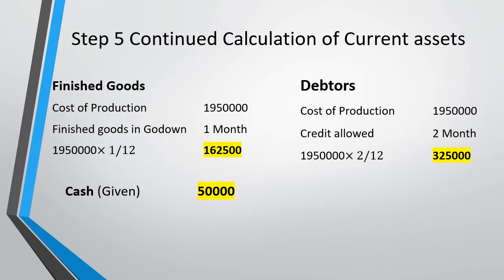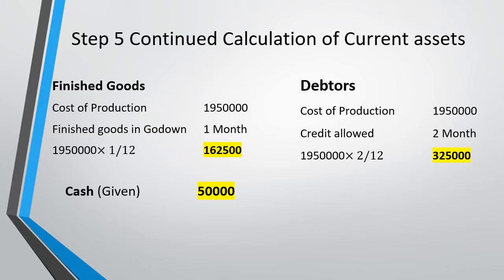Next it is debtors. For debtors also you have to use cost of production. Your cost of production it is 19,50,000. For debtors you have to look into the time period of credit allowed for debtors. Debtors are allowed credit for how many months it is? 2 months. Credit allowed it is 2 months. So it is 19,50,000 into 2 divided by 12, you get 3,25,000.